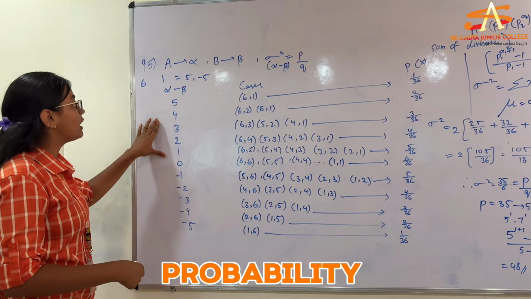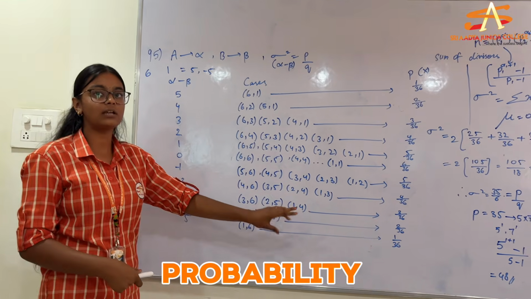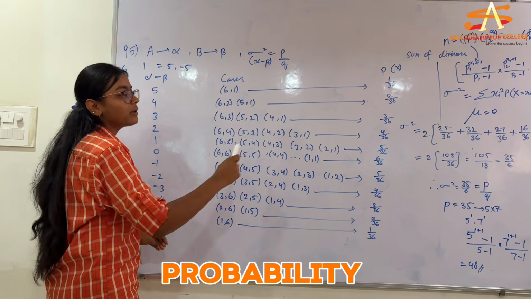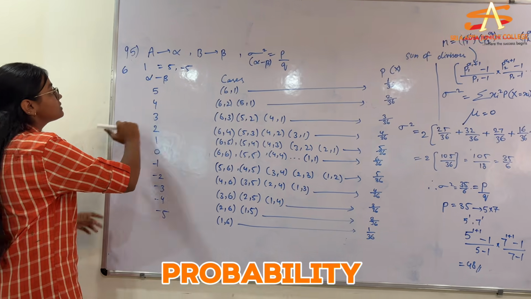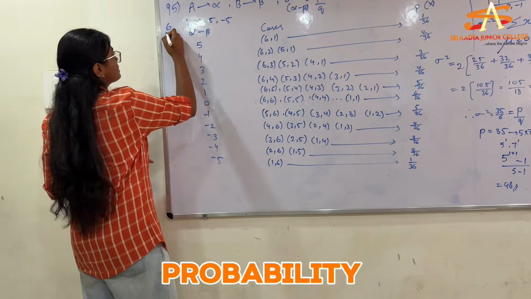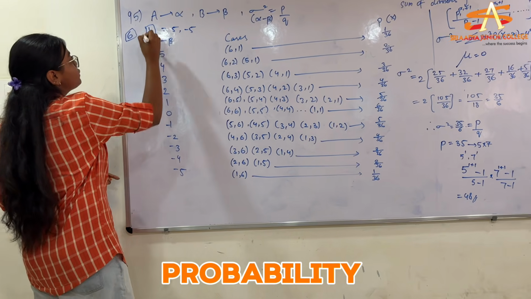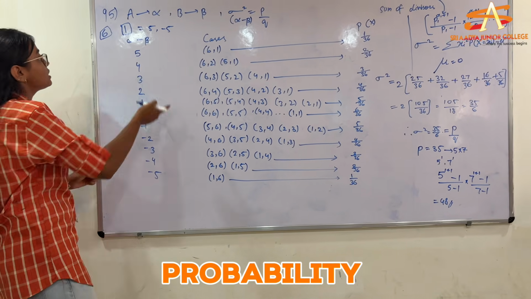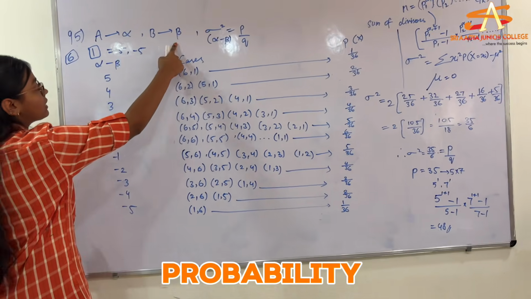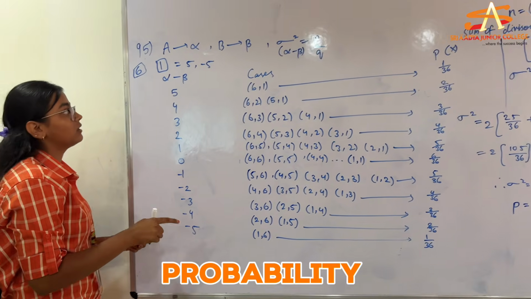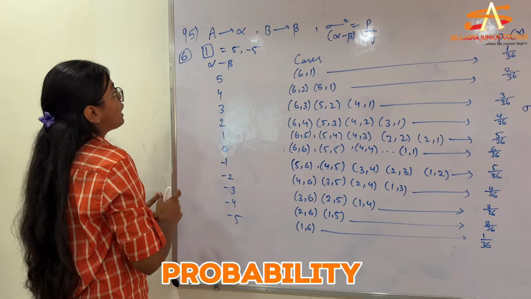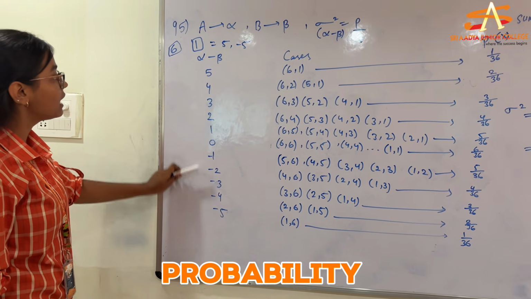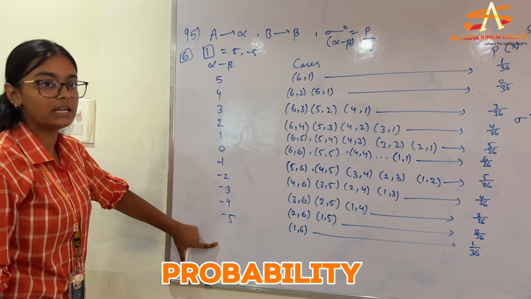So let's take the values of alpha minus beta, their cases and their probability distribution, and by creating this table we can find the variance. First, the largest number on the face of a die is 6 and the least number is 1, so their difference can be 5 and also minus 5, because for alpha we can take 1 and for beta we can take 6. So for alpha minus beta we have these many cases: 5, 4, 3, 2, 1 and so on till minus 5.